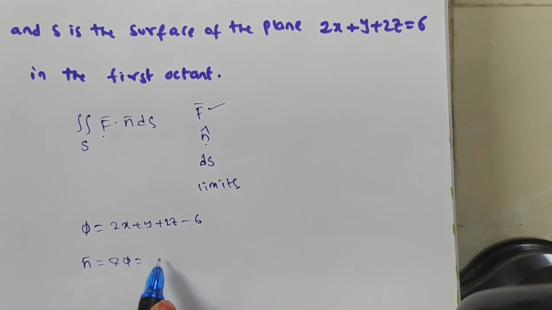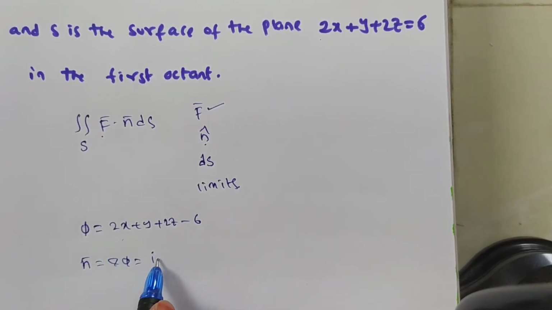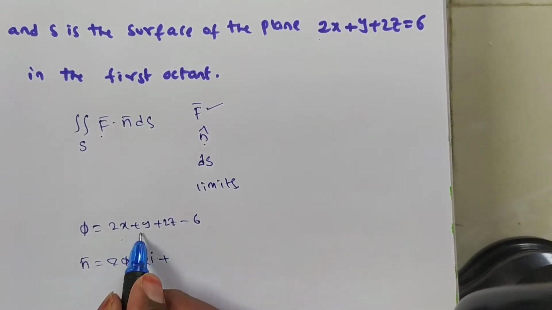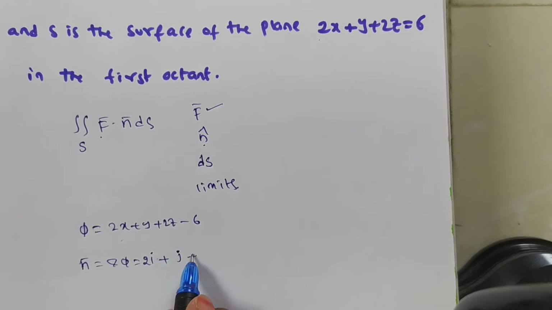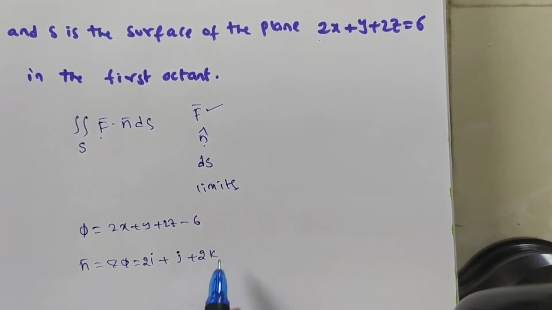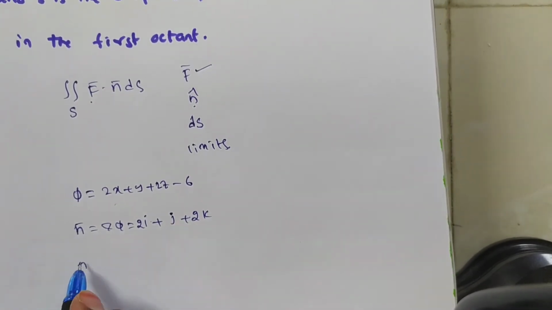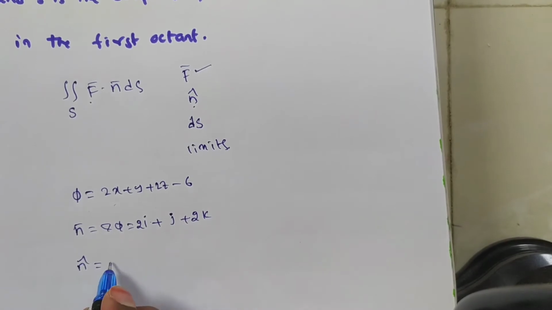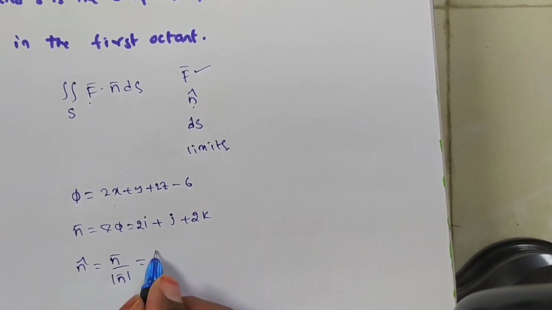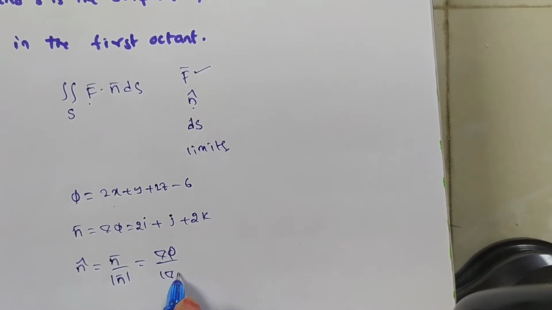So what is del phi here? i times dou phi by dou x, the x derivative: 1 into 2 is 2i, plus the y derivative is 1, so j, plus with respect to z, so k. That's it, so this is n bar. Now I want the unit normal vector. The unit normal vector is n bar by mod n bar, that is del phi by mod del phi.